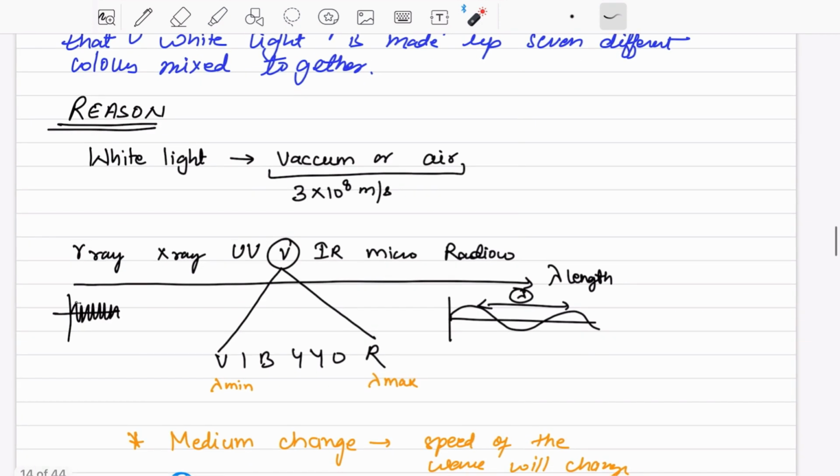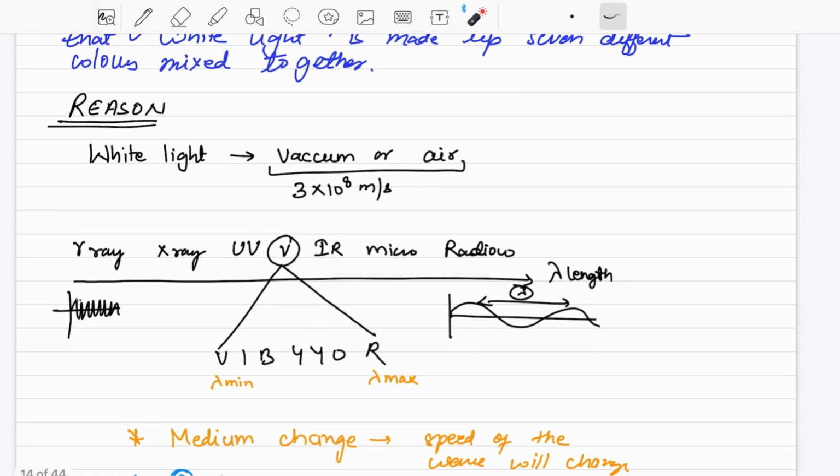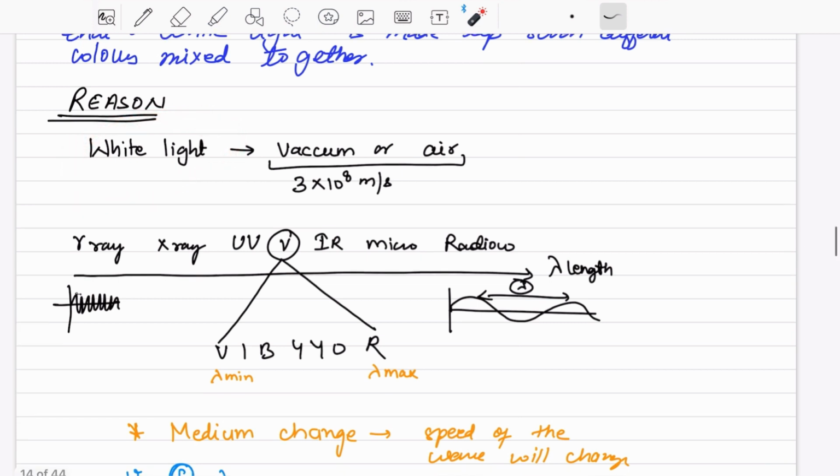Okay? Now why does this happen, why does white light disperse? So when white light travels in vacuum and in air, it moves with the same speed, that is 3 into 10 to the power 8 meter per second, that is the speed of light.